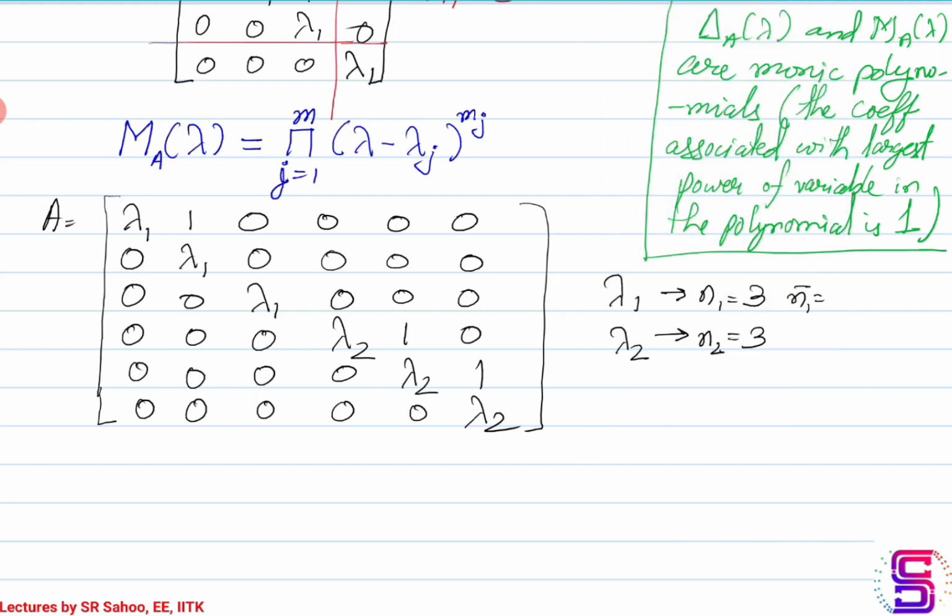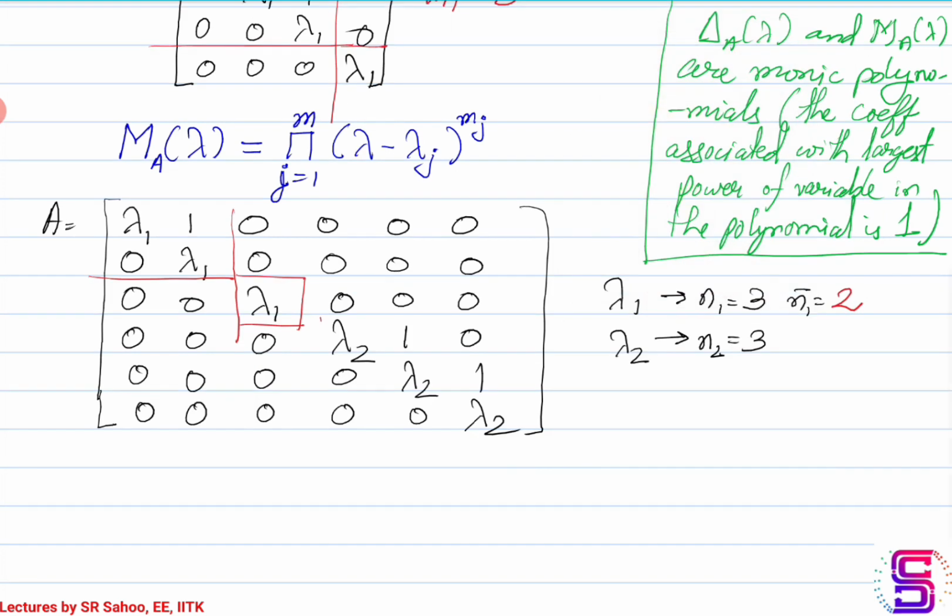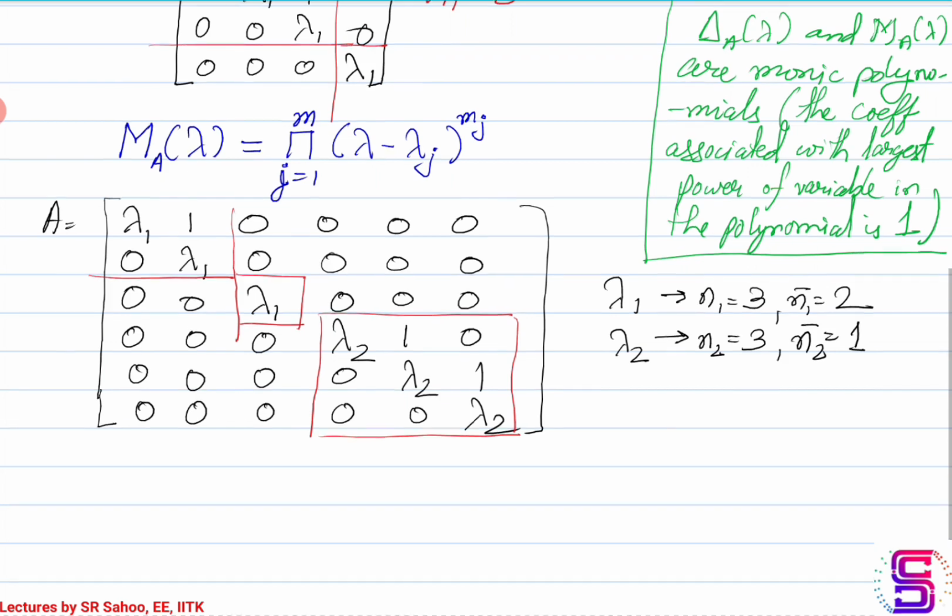So n1 bar, you see how many Jordan blocks do you have with respect to lambda 1? It is 2. So n1 bar in this case would be 2. And how many are associated with lambda 2? There is only one Jordan block that is associated with lambda 2. So n2 bar is 1.